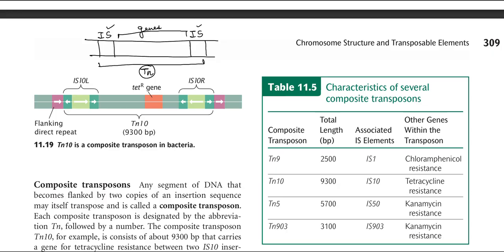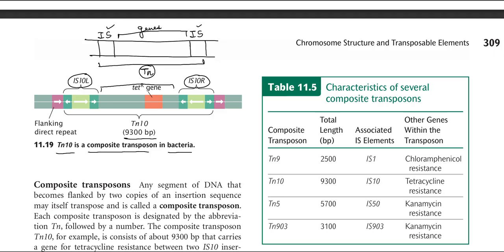So there is a very particular example given here, that is Tn10. This is a composite transposon found in bacteria. The total length of the transposon is 9300 base pairs. This consists of IS10L and IS10R, wherein L and R stand for left hand side and right hand side. In between there is the whole group of genes present, which are enclosed on either side by the insertion sequences, otherwise called simple transposition elements.